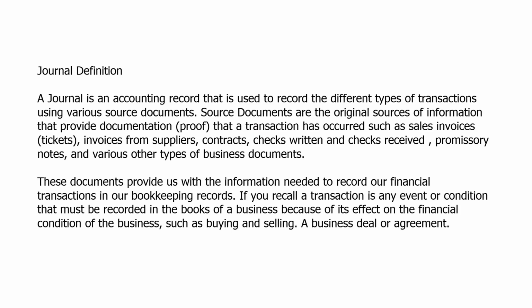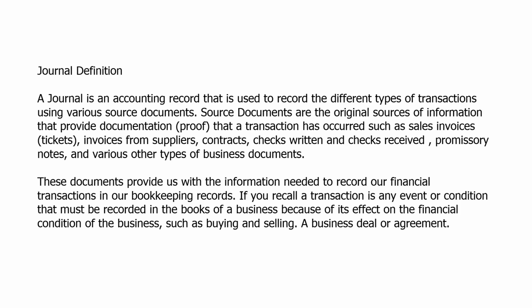Journal definition. A journal is an accounting record that is used to record the different types of transactions using various source documents. Source documents are the original sources of information that provide documentation, proof, that a transaction has occurred, such as sales invoices, tickets, invoices from suppliers, contracts, checks written and checks received, promissory notes, and various other types of business documents. These documents provide us with the information needed to record our financial transactions in our bookkeeping records.